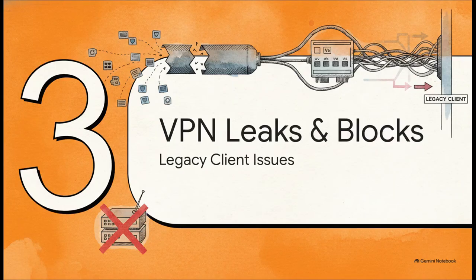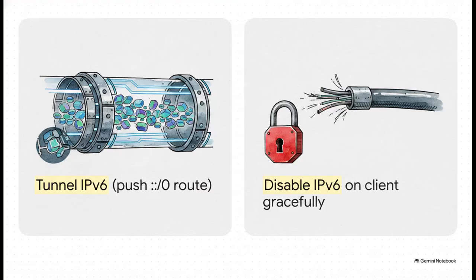All right, Section 3, VPN leaks and blocks. This is a massive headache with legacy clients. Think older Cisco AnyConnect, legacy IPsec clients, or OpenVPN setups that don't have specific IPv6 flags.